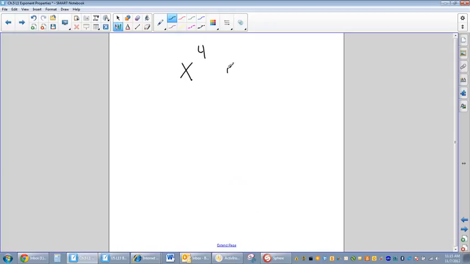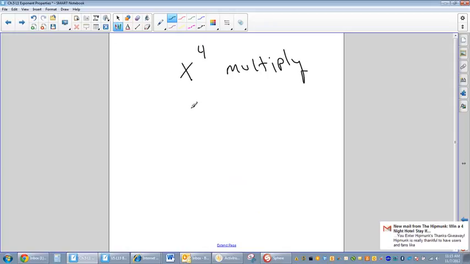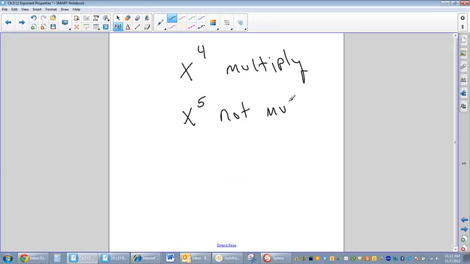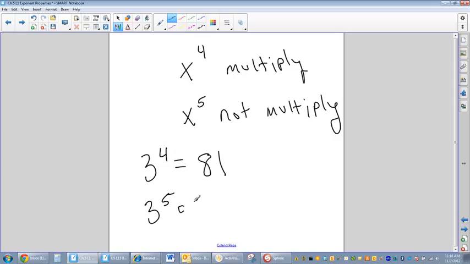If it's to the 5th power, you're not going to multiply. So here's what I mean, for those of you who have no idea what I'm talking about. If you had 3 to the 4th, you would need to say that equals 81. If you had 3 to the 5th, you're going to be able to leave it as 3 to the 5th. Alright, so what does that mean? If it's an integer to the 1st, 2nd, 3rd, or 4th power, I want you to multiply it out. If it's an integer to the 5th power or above, you don't have to multiply it out.